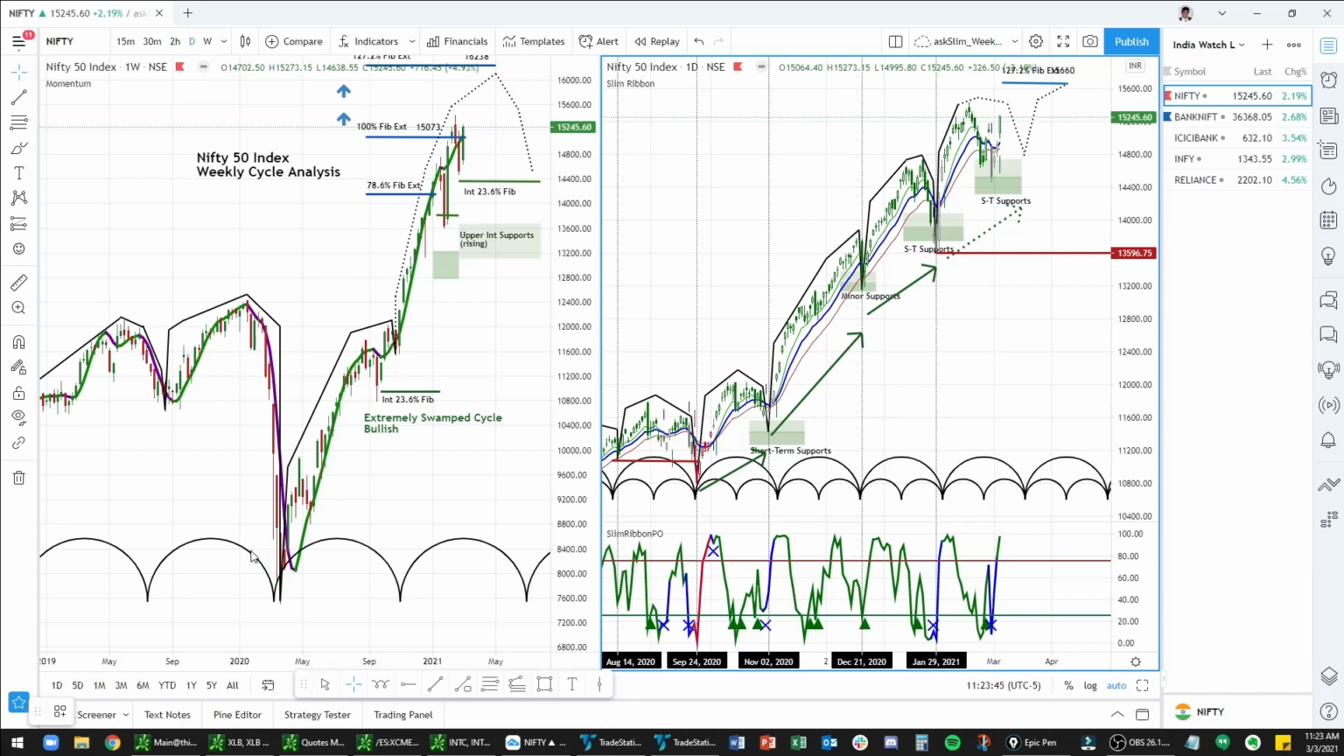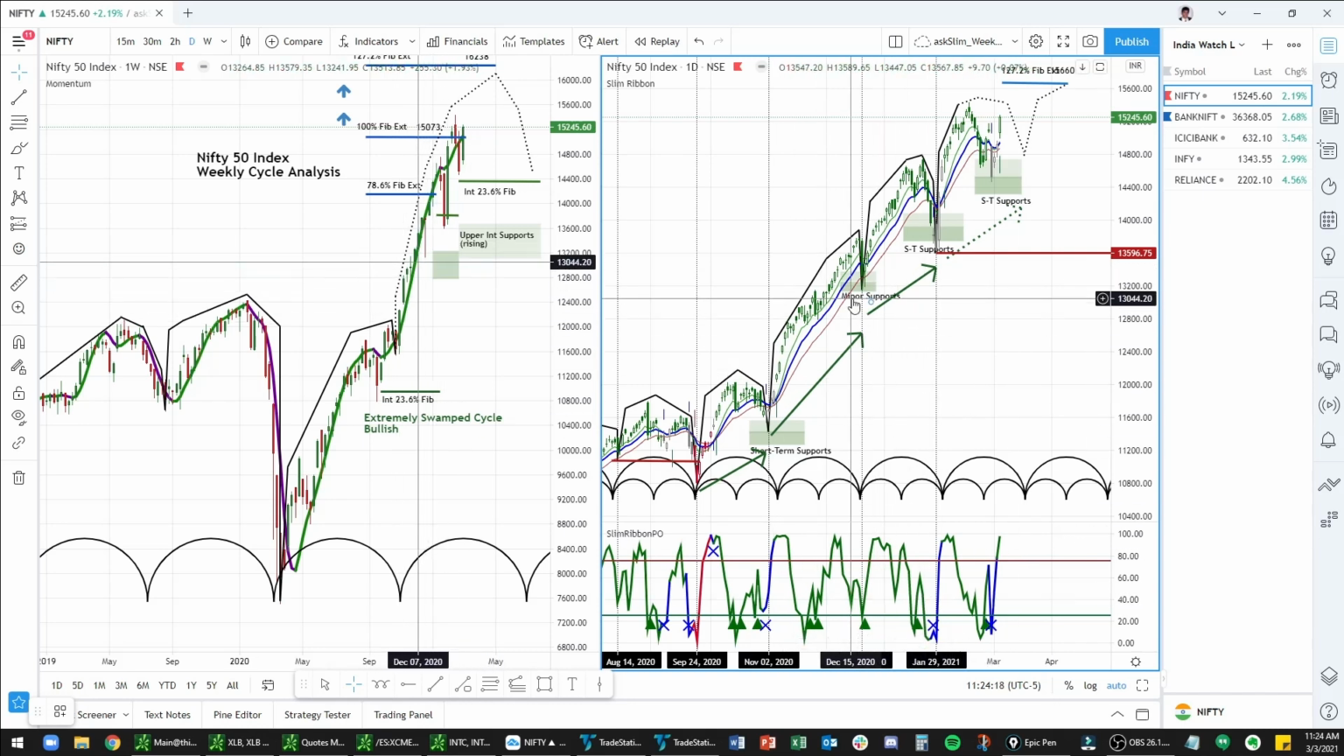On the right side of the chart, this is where we have our daily cycles, and we have those cycle brackets drawn here at the bottom. We also have our slim ribbon here, which is our primary tool for our daily momentum. And at the bottom, we have the slim ribbon PO, which is a proprietary indicator for askSlim level 4 members. And what it does is it provides momentum continuation signals in the context of the slim ribbon.